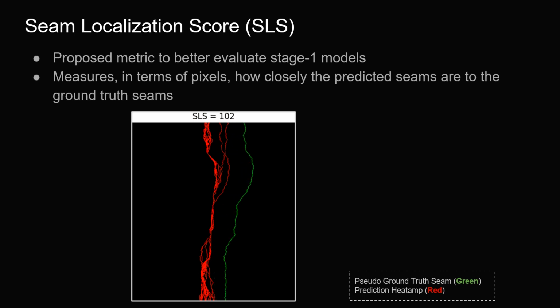So in some words, the seam localization score measures in terms of pixels how closely our predicted seams are to the ground truth seams. The GIF shown in this slide shows a set of ground truth seams in red and a shifted version of a single ground truth seam in green, where we can intuitively see that the seam localization score for a shifted version of a ground truth seam is the number of pixels associated with that shift.